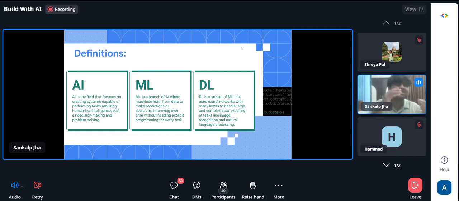So that's a very simple, basic explanation of what training the data set means and how it is implemented in our day-to-day situation. Coming over to deep learning. Deep learning is a subset of ML. It involves neural networks, many layers, and handles large, complex data. Huh. Now we are talking about neural networks, multiple layers.